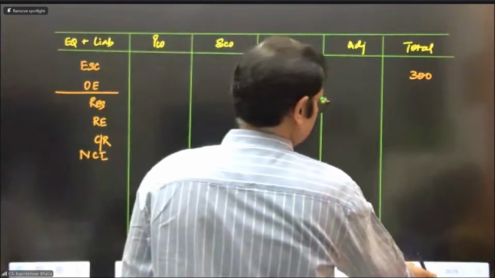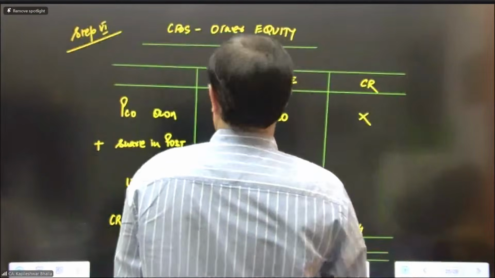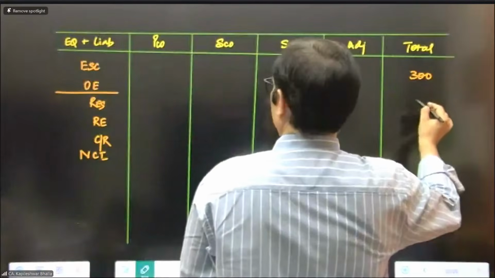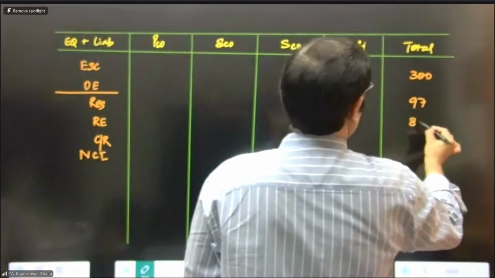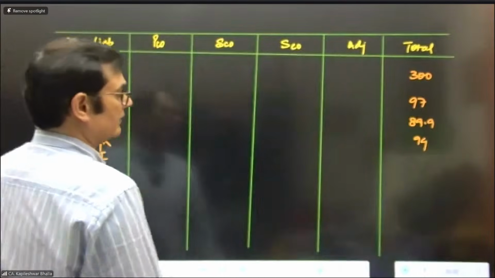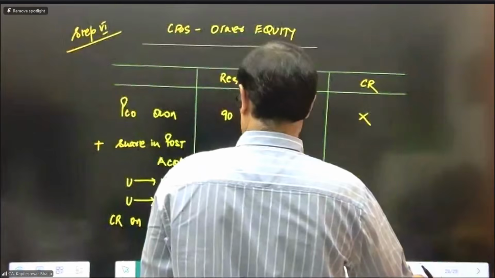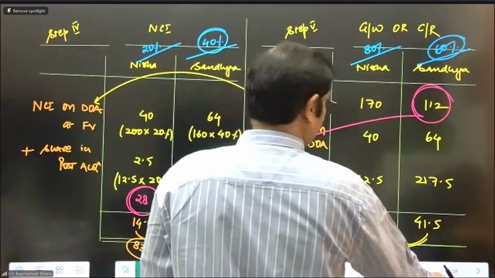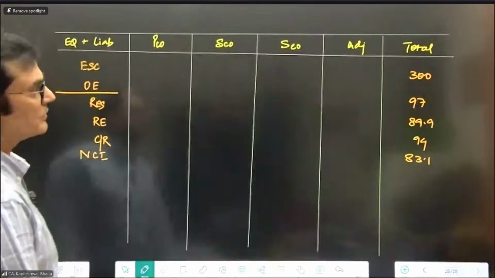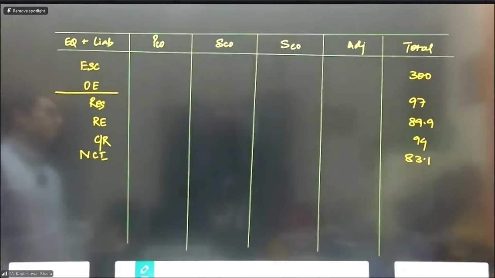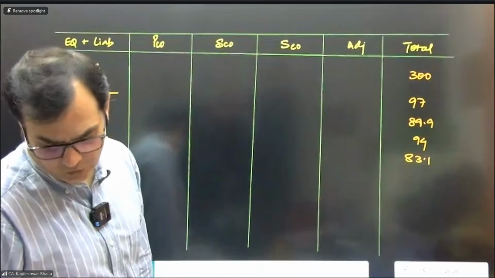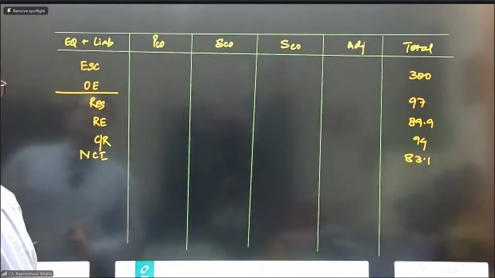Then we go to step 6, and that's 9789.9, 94. And then we take care of the NCI, that's 83.1. So this is all the information picked up from the previous steps. So then we are given no non-current liabilities, we're just given current liabilities.